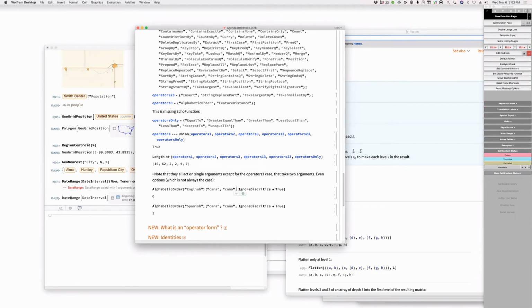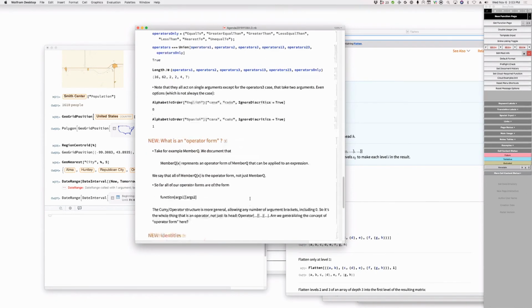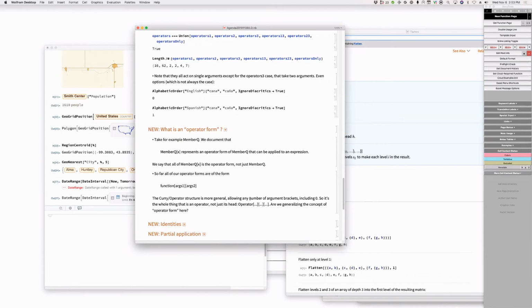That's a little weird that the option works, but it's okay. Yeah, we have cases in which we can put the options there, or the option in the first pair of brackets, I think. So this is the question of what is an operator form? Is it the head only, or is it the whole thing? I think it's the whole thing that is an operator.